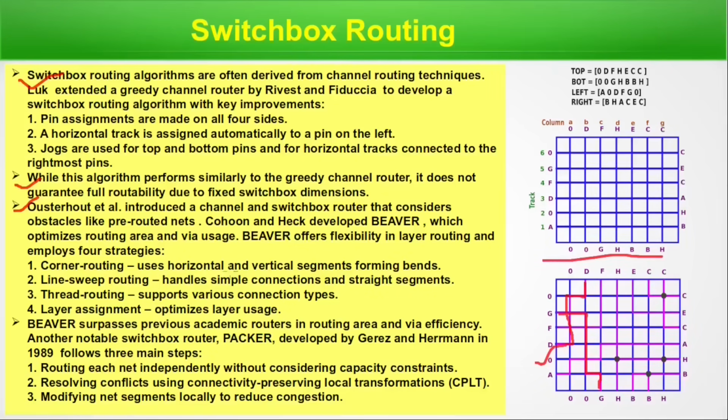Corner routing uses horizontal and vertical segments forming bends. In this corner routing, these bends are here. Line sweep routing handles simple connections and straight segments. That is done by line sweep routing. Thread routing supports various connection types. Multi-type connections are connected by this thread routing. And layer assignment optimizes layer usage: how many layers should be used? That is, using 4 different strategies to do the routing, and that offers flexibility.